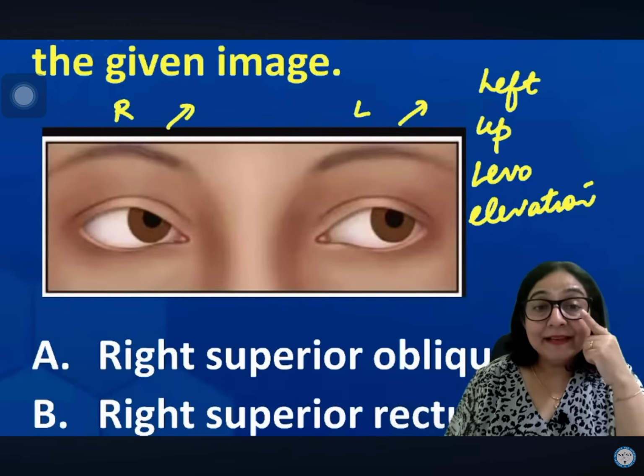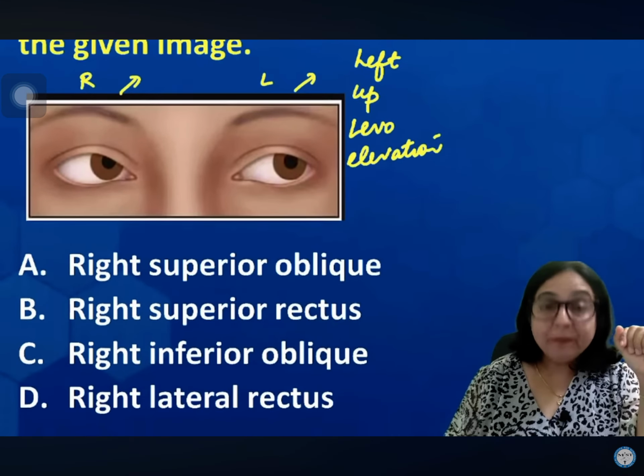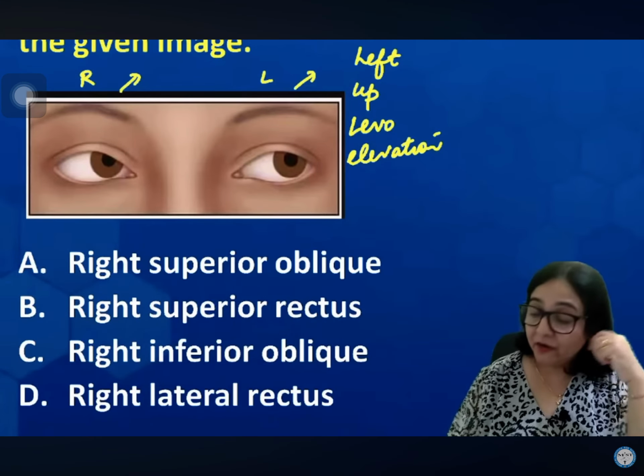Right. So what is the muscle in the right eye which is being used for this, beta? Muscle in the right eye. Is it right superior oblique, right superior rectus, right inferior oblique, or right lateral rectus?